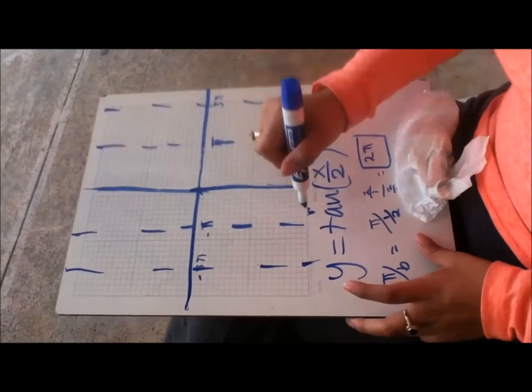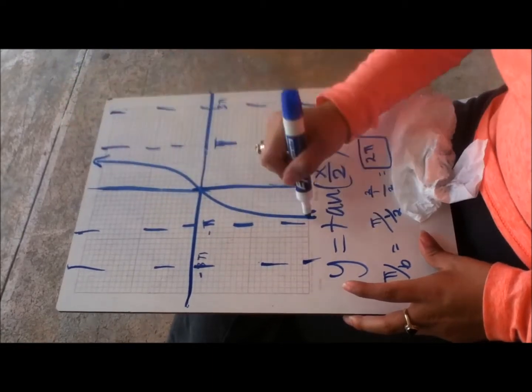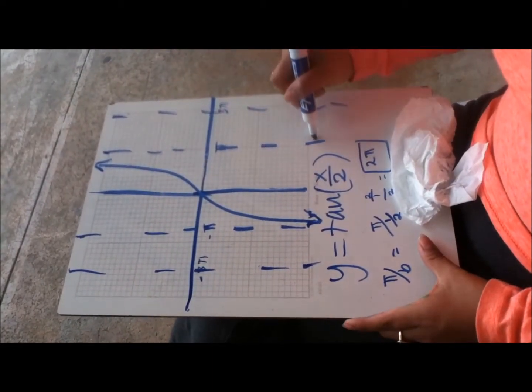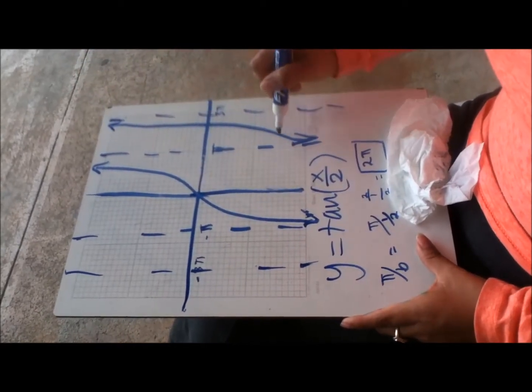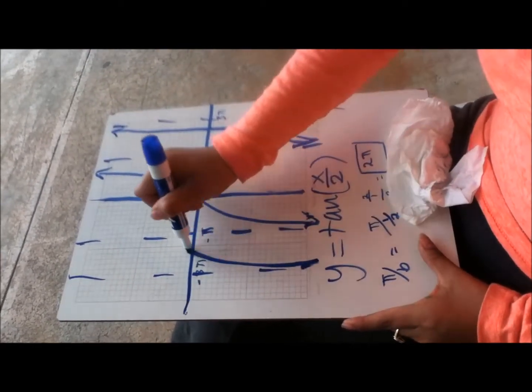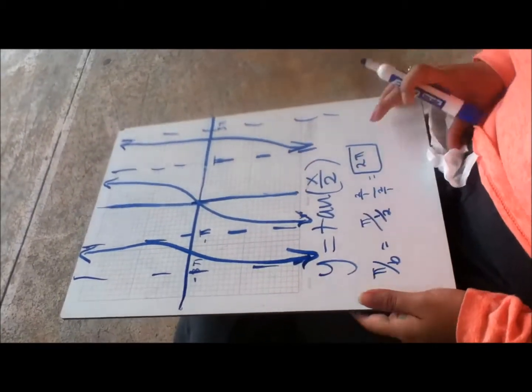The graph is going to be going through the center upwards, remembering that there's phase shift and just like that. So yeah, that's what it is.